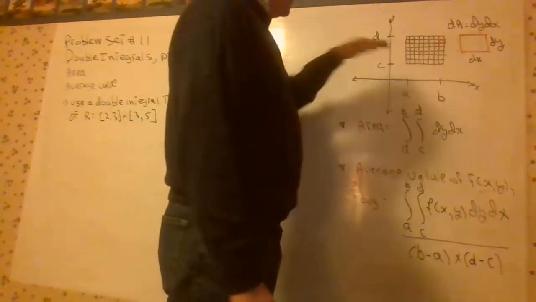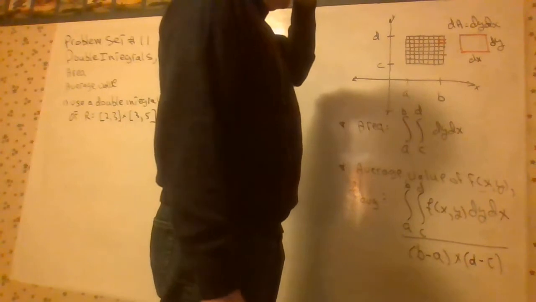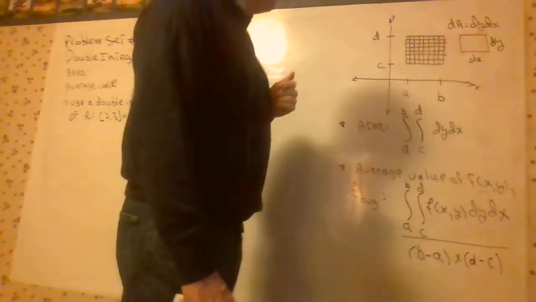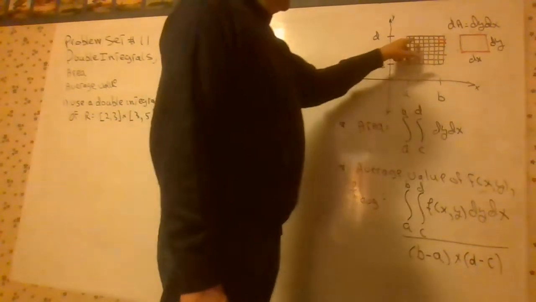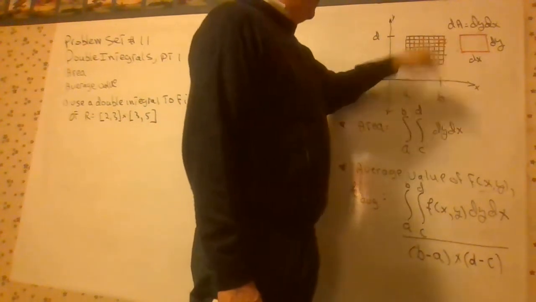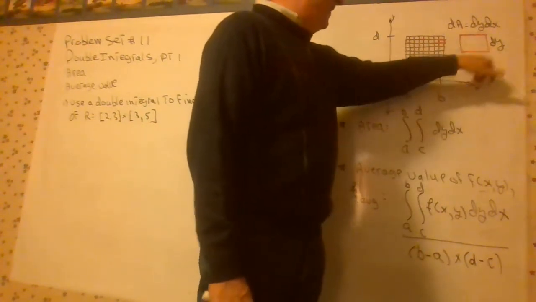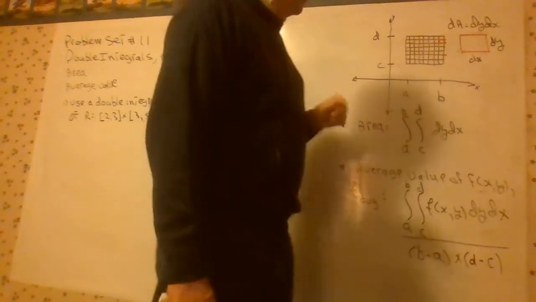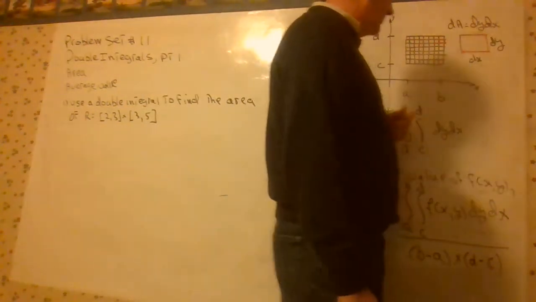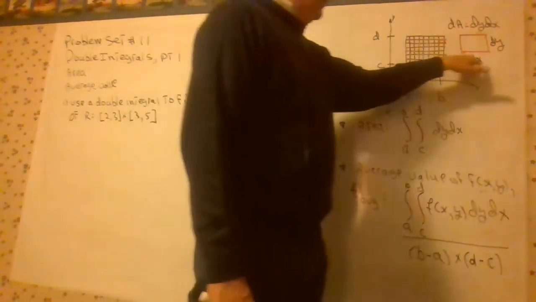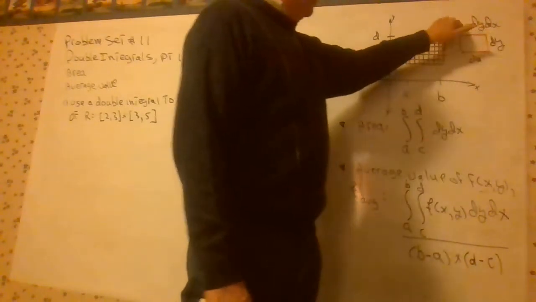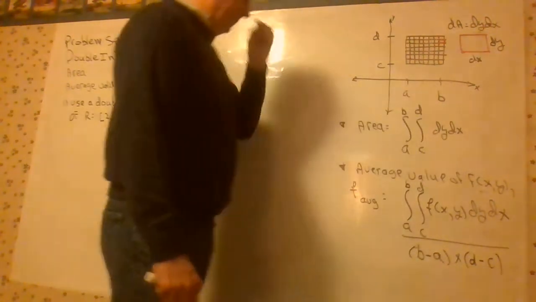If we have this rectangular area, we'll start with rectangles to keep things simple. We could break this up into a grid. This little rectangle here is of dimensions dx and dy. Dx is a horizontal change, dy is a small vertical change. And if you multiply dx times dy, it gives you what we call a dA, a small element of area.